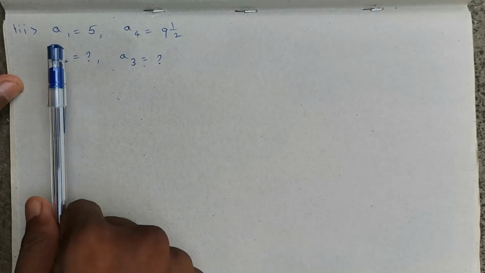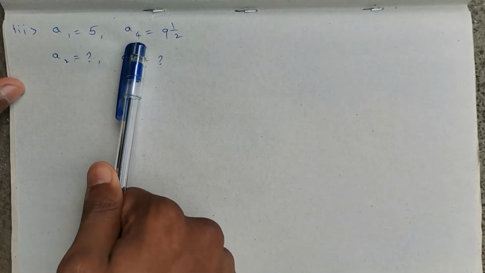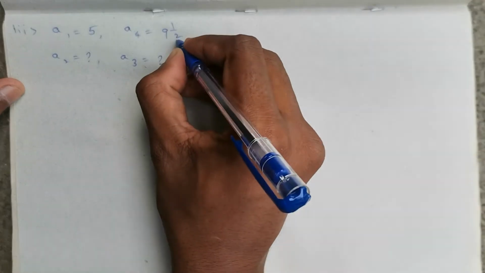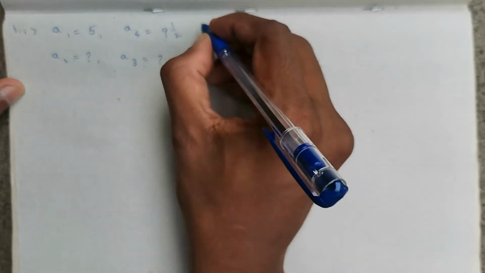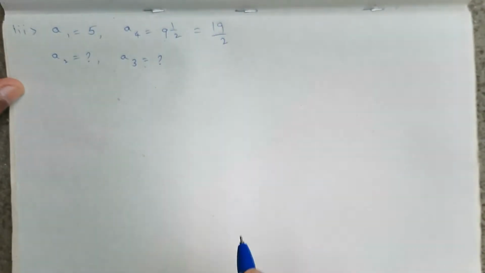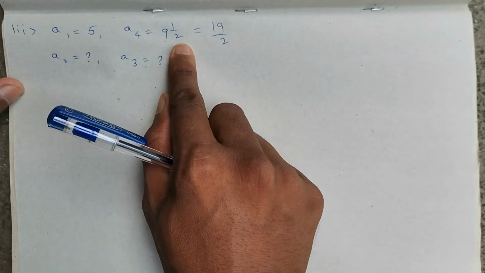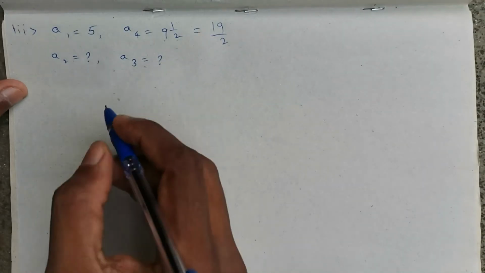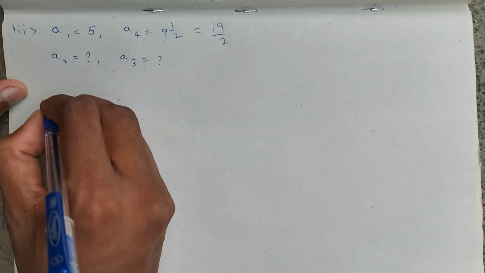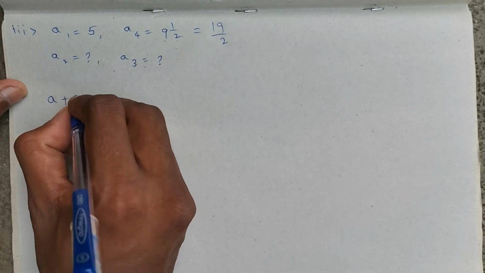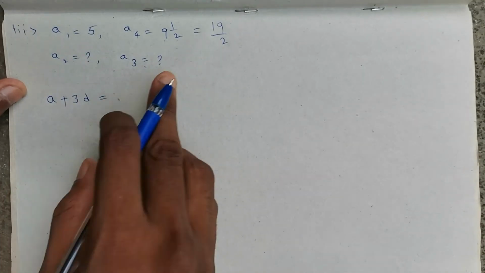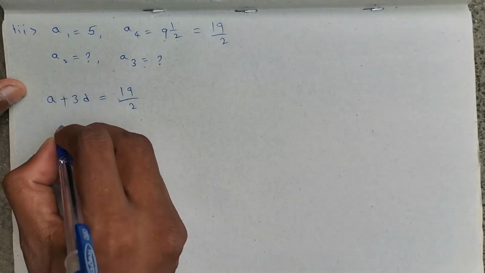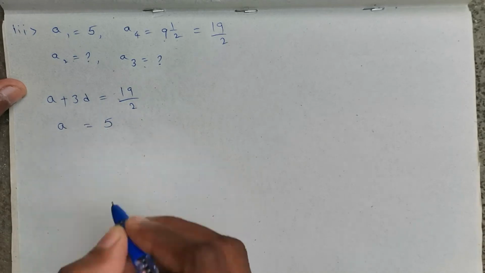Okay, next. A1 is given as 5 and A4 is given as 9.5. So what is the value of 9.5? 2 into 9 is 18, plus 1 is 19, divided by 2. 9 and 1 by 2 is in mixed fraction form, and I converted that to an improper fraction. Now A4 is given. A4 is nothing but A plus 3D. This A plus 3D is given as 19 by 2. And A1 is the same as A, so A is equal to 5.